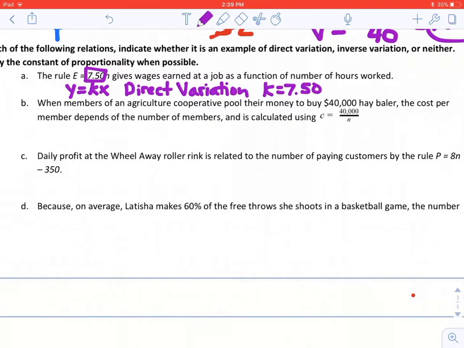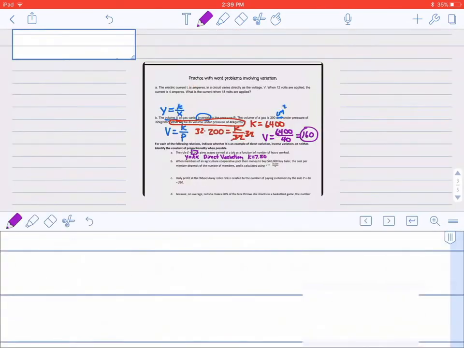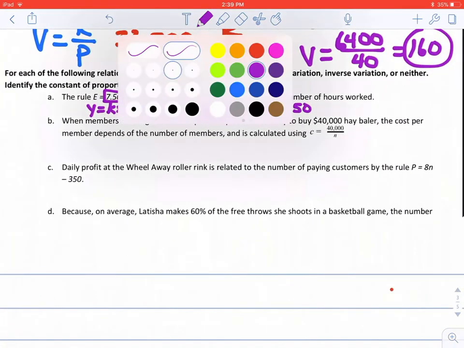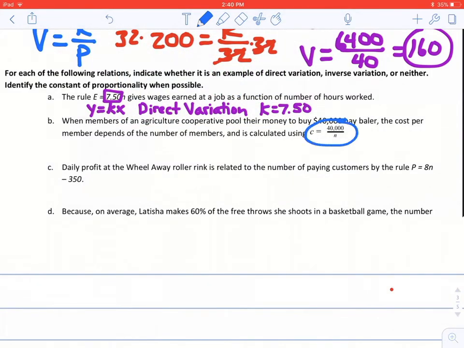Part B says, when members of an agriculture cooperative pool their money to buy a $40,000 hay baler, the cost per member depends on the number of members and is calculated using that formula they gave you. Using the formula, notice that looks a lot like inverse variation. That's a really quick way to tell if it is one or the other. The other way you can decide is as one of the items increases, would it make the other one increase, or is it the opposite? As one increases, the other variable would decrease, and that would be inverse variation.